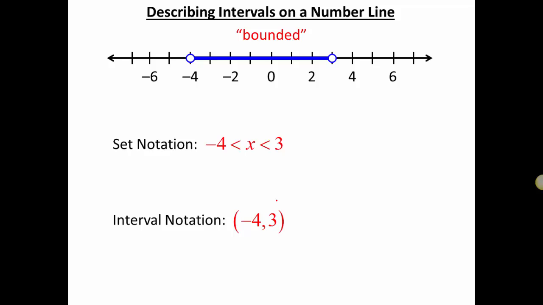So there's the key. Brackets mean included or closed. Parentheses mean excluded or open. Closed interval includes the endpoints. Open interval does not include the endpoints.